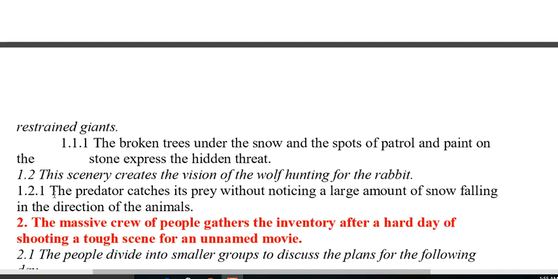The predator catches its prey without noticing a large amount of snow falling in the direction of the animals. Got it? So it is like that as you prolong on, for example 1.2.1, clear? If there is a similar idea, 1.2.2, 1.2.3, fine. This way these decimal reports move on.